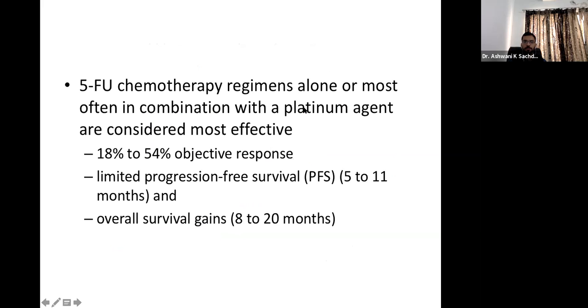So 5-FU chemotherapy regimen alone, or most often in combination with platinum agents, is considered effective, with 18 to 54% objective response, and there are limited progression-free survival and overall survival gains in metastatic disease.